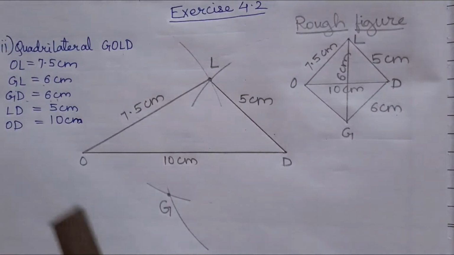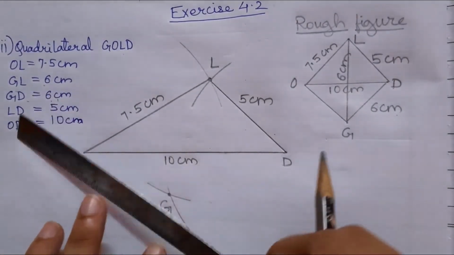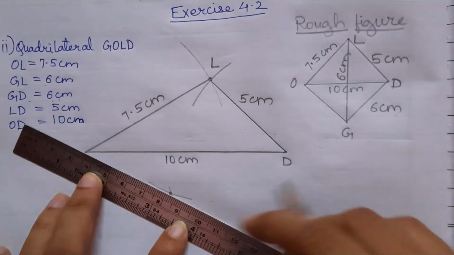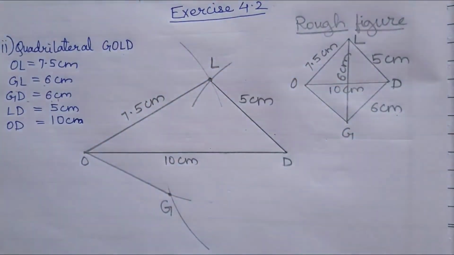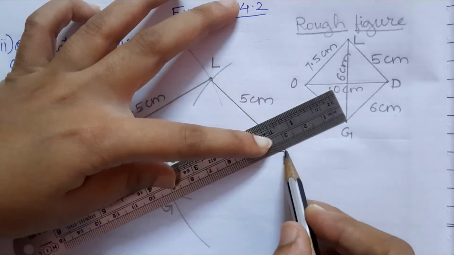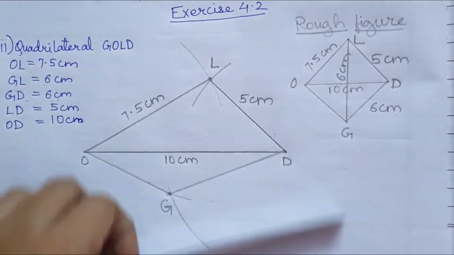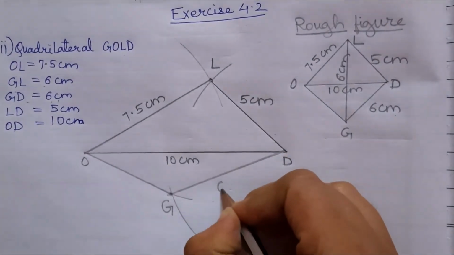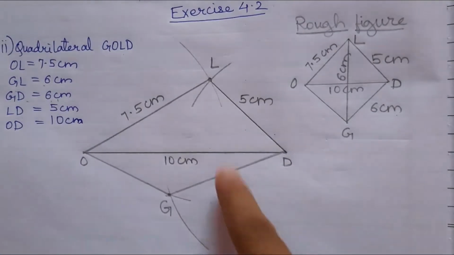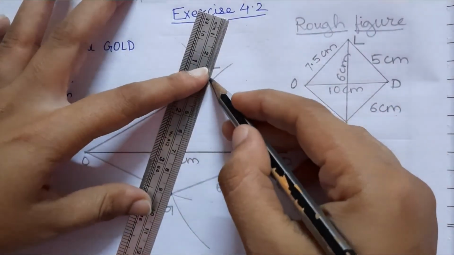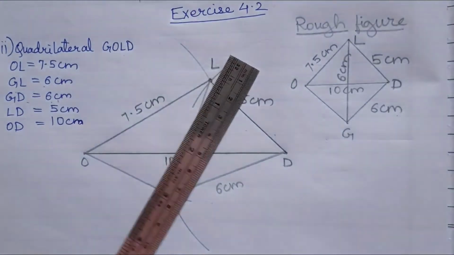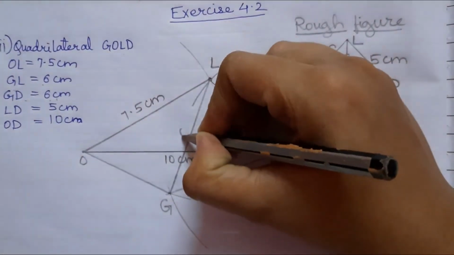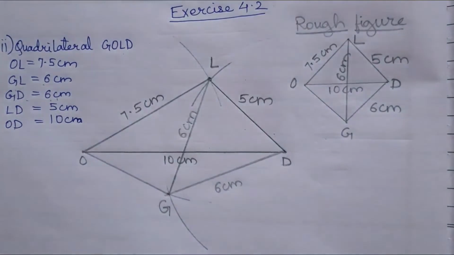So now we will join both the lines OG and GD. Okay, so now GD was 6 centimeter and here we had the diagonal. We constructed this diagonal here, so we will also show the diagonal here. So GD, GL and GL was also 6 centimeter. So we will write 6 centimeter here. Okay, so with this our quadrilateral GOLD is ready.